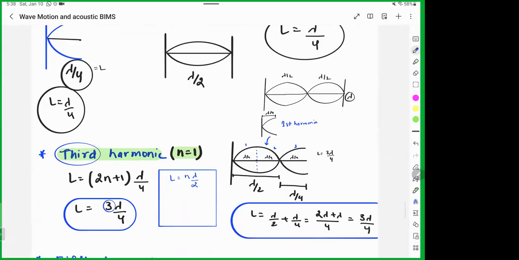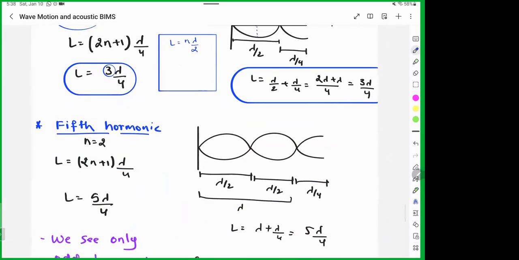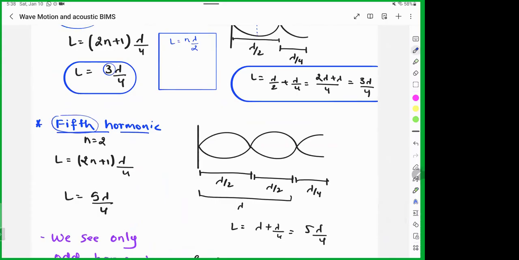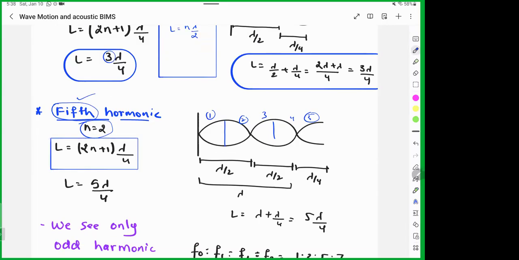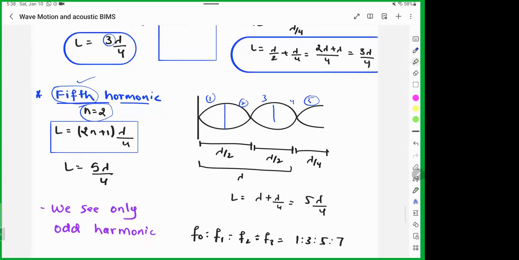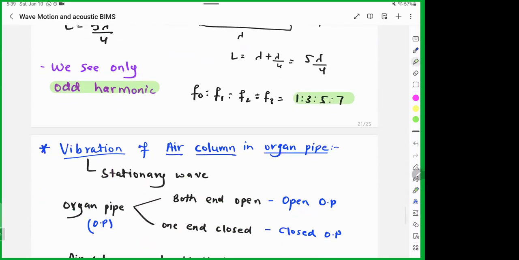Got it, guys? Don't worry, I'll teach you. If you take fifth harmonic, so this is 1 unit, second unit, third unit, fourth unit, fifth unit. So can we call it fifth harmonic? N value 2. If you put the formula of length, same value we can get. And as I mentioned here, we see only odd numbers, no even numbers. Only odd numbers: 1, 3, 5, 7, 9, 11. Done.